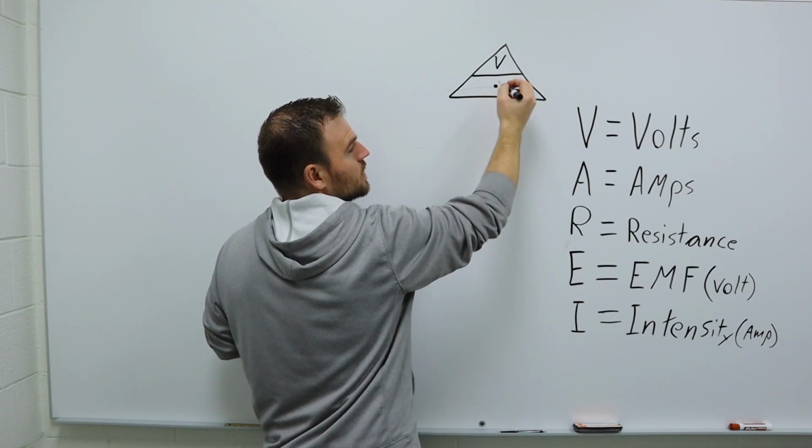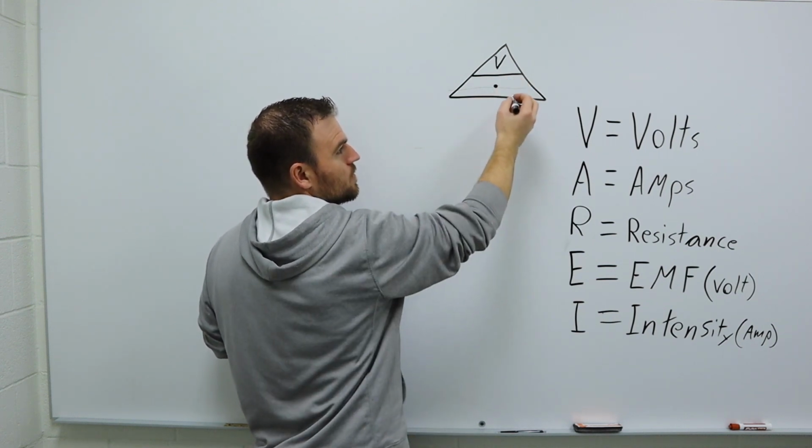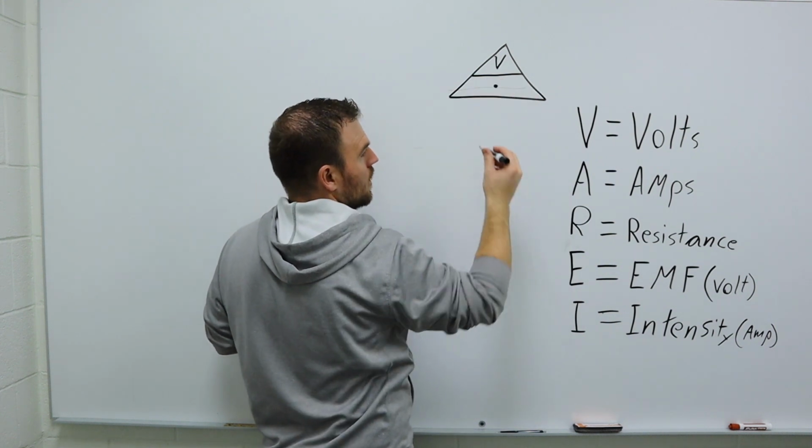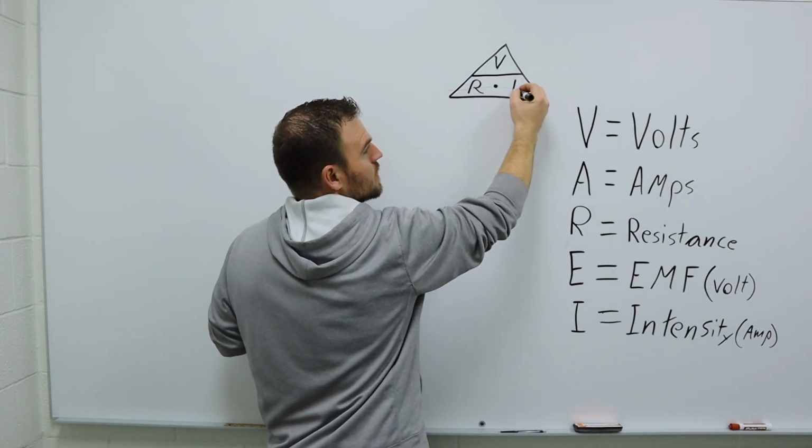And then I usually just draw a dot here for my multiplication. So no matter what, if I don't have my V, I'm going to do my multiplication across. I don't know if that'll help you guys, but that is one of the tricks that I use when I'm doing this stuff.